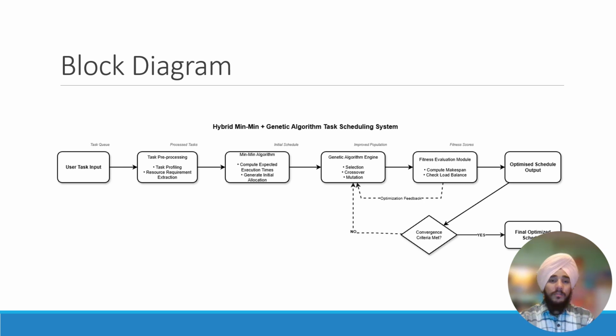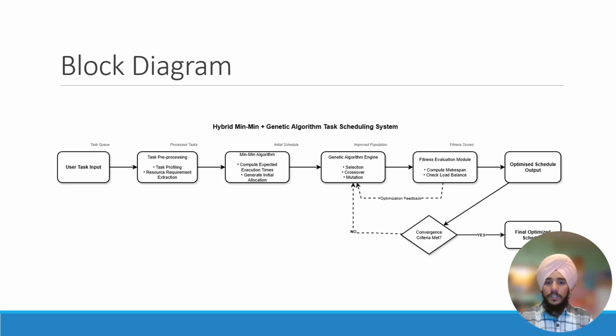However, here is my block diagram, which shows the workflow of the proposed hybrid scheduling system. The first phase is gathering user tasks. These tasks are then processed to determine what they need in terms of resources. The first stage of the scheduling is done by the min-min algorithm.